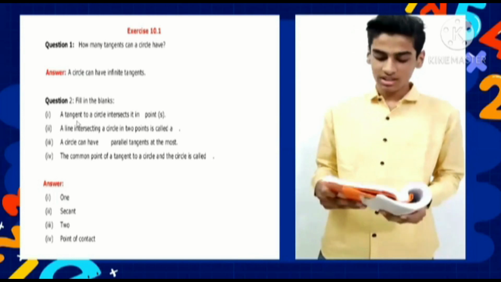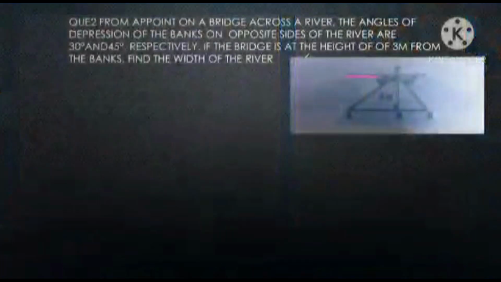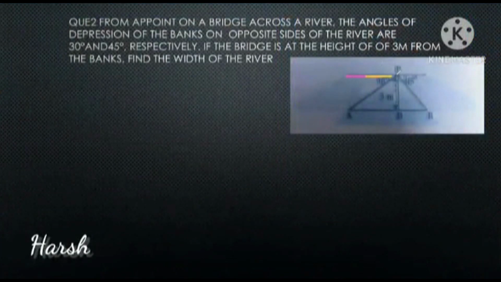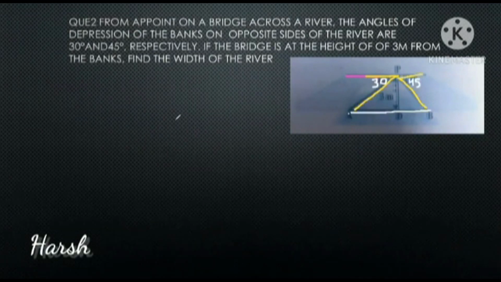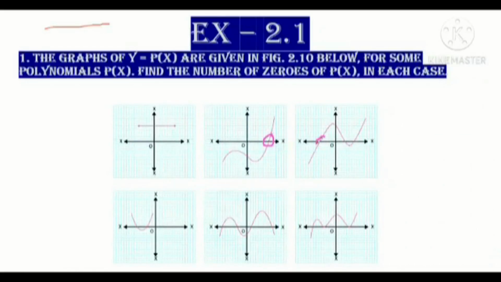At a height of 3 meters from the banks. Find the width of the river. In this question, the question is saying from a point on a bridge across a river. We have to find AB, which we can also write as AD plus BD.